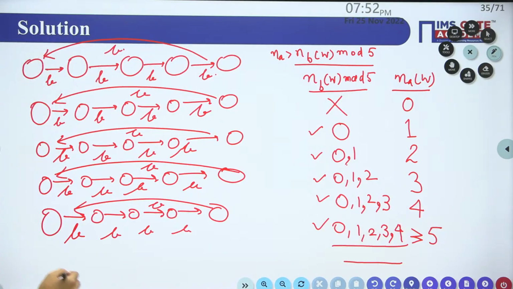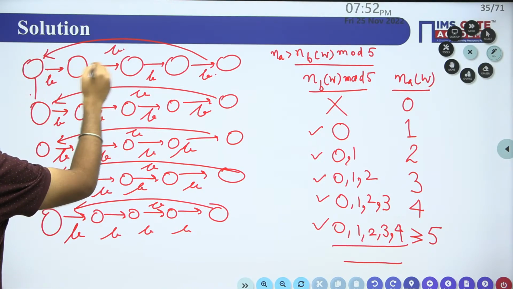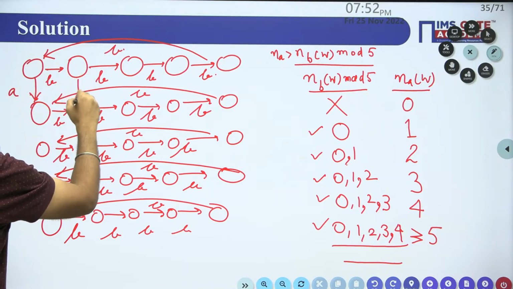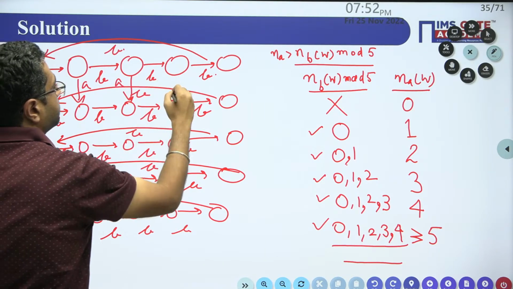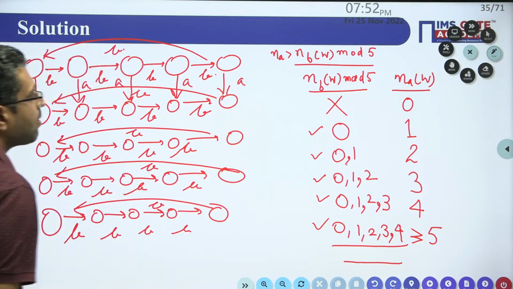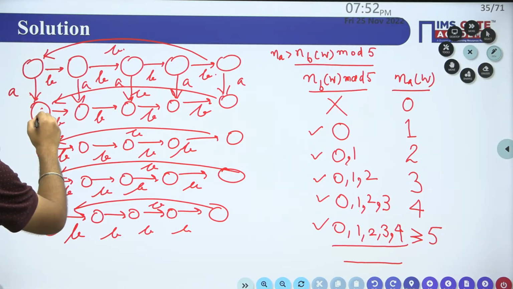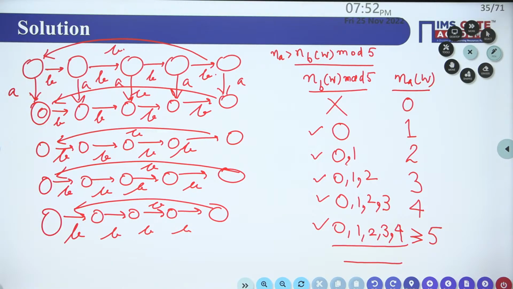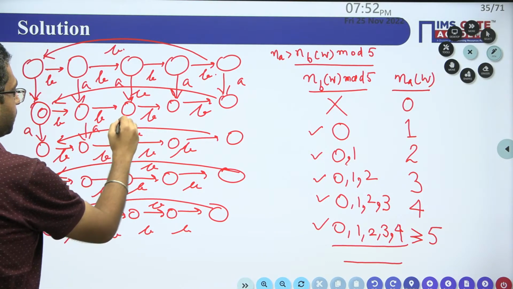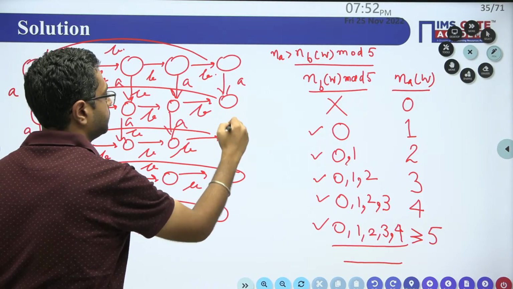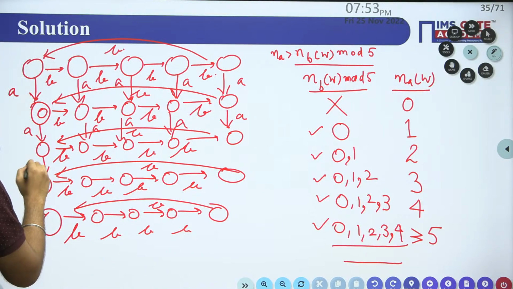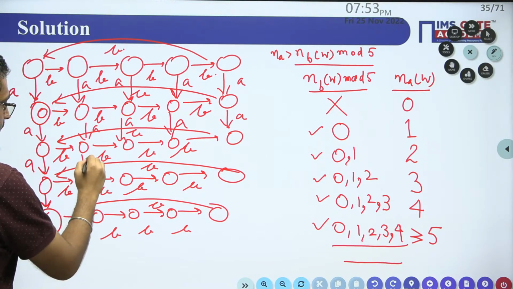So let's see, on this row, number of B's are 0, right? Number of A's are 0. Over here, number of A's are 1. Right? So now when you say number of A's are 1, number of B's can be 0. So this state is final state. None of the states in the first row is final. Okay? In the second row, let me make this first, then we will discuss.